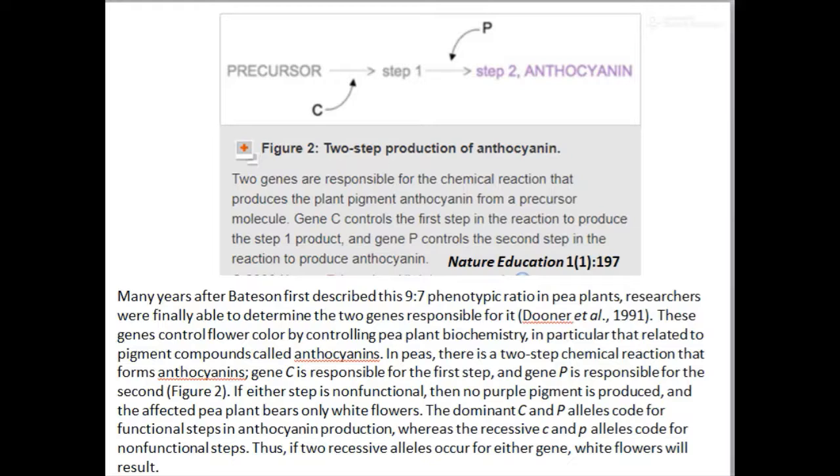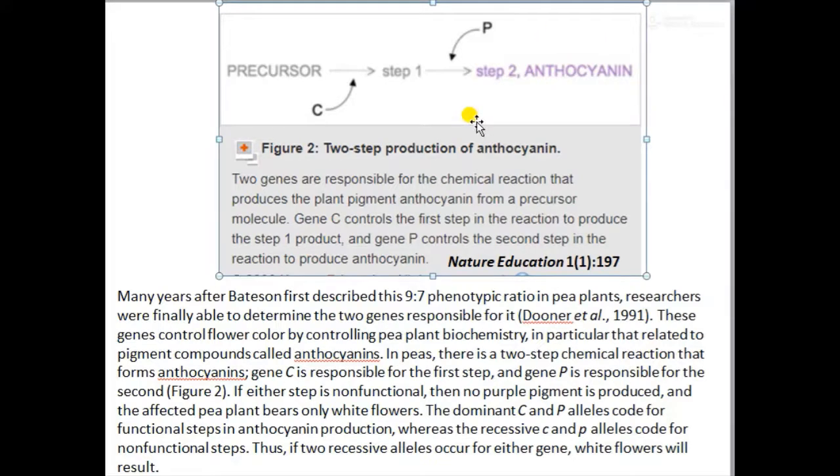Normally, by the action of the first gene product, capital letter C, a precursor molecule is converted into another precursor molecule. So here, by the action of C, this precursor goes through step 1 and produces a particular precursor 1. After that, by the action of capital letter P, what will happen? The product formed as a result of step 1 is converted in step 2, and it will produce anthocyanin.